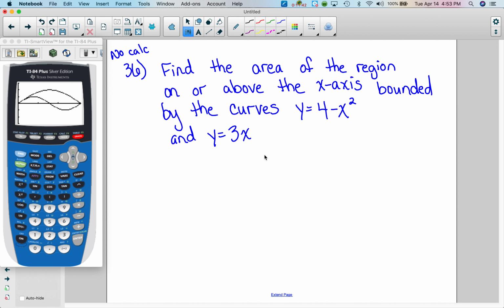Number 36, which I put a note there that it is a no calculator problem. So, I just kind of want to talk about how you could do that without your calculator. Let me set this up better though.